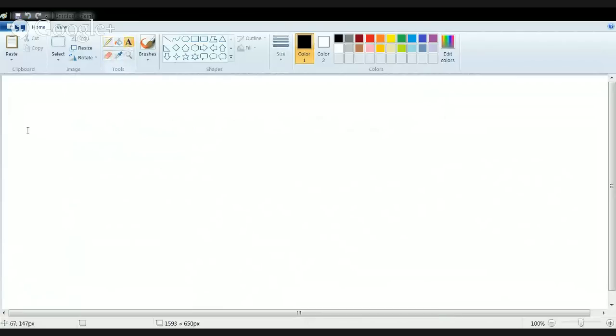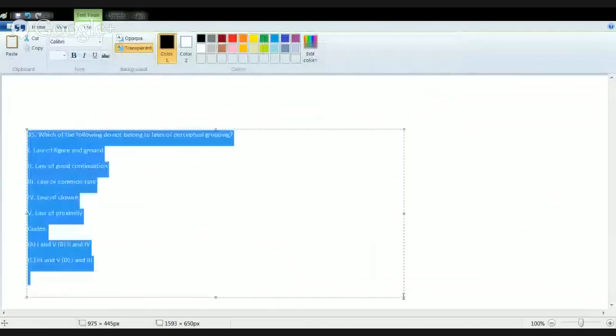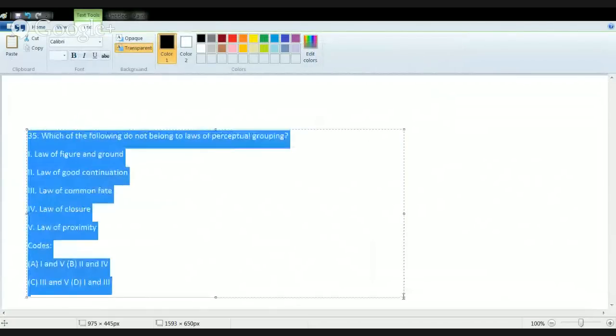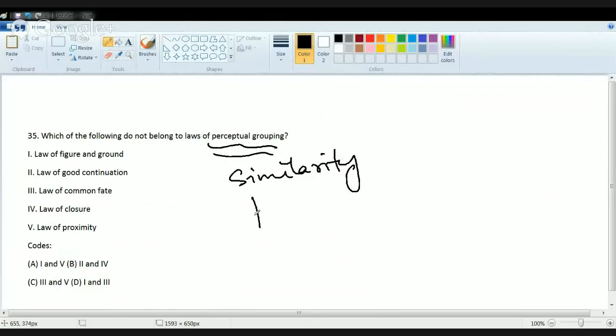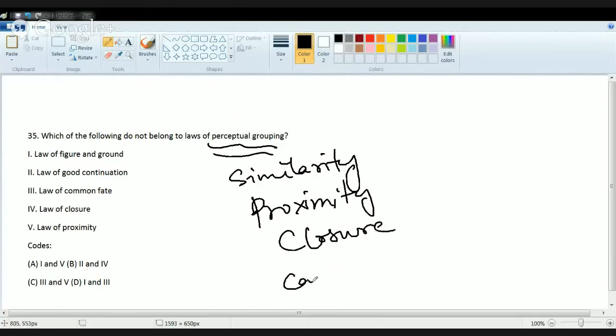The next question, we try to understand the law of grouping in perception. Okay, so we talk about perceptual grouping. Now there are four basic concepts in perceptual grouping. Those are similarity, proximity, closure, and continuity.